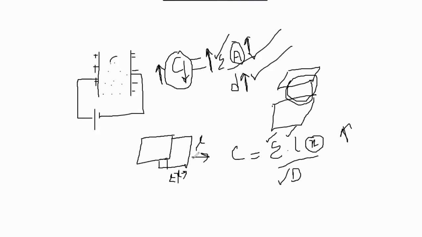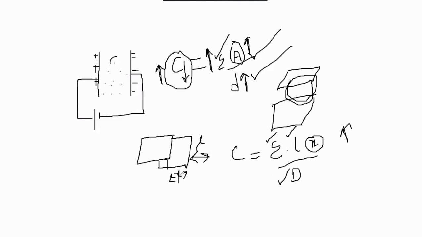x is varying means if we move this plate linearly, x will be varying. Suppose this plate is moving to the left side, so this is the overlapping area. Suppose if we move this plate in this direction, the overlapping area will increase or decrease.